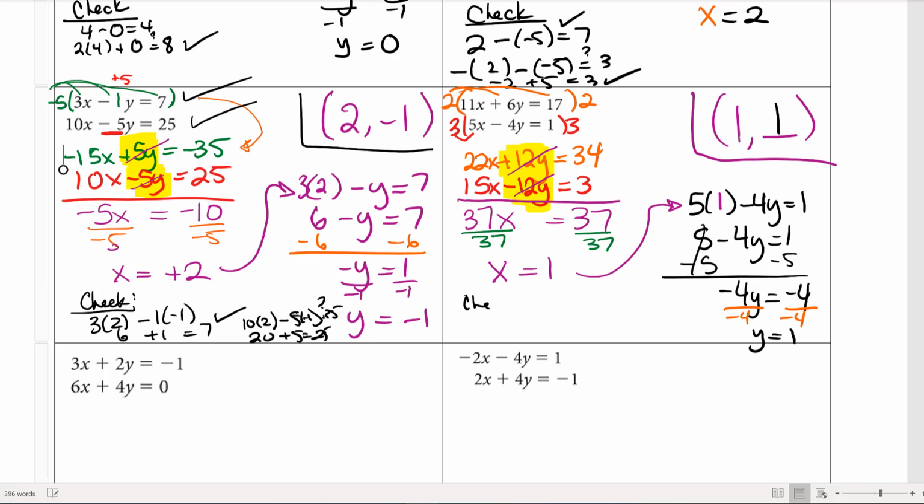Again, if you're interested in checking, you can. 11 times 1 plus 6 times 1 is 17. That's right. 11 plus 6 is 17. How about 5 times 1, which is 5, minus 4 times 1, which is 4, is also 1. So that checks out. So this does work. Again, checks are optional.